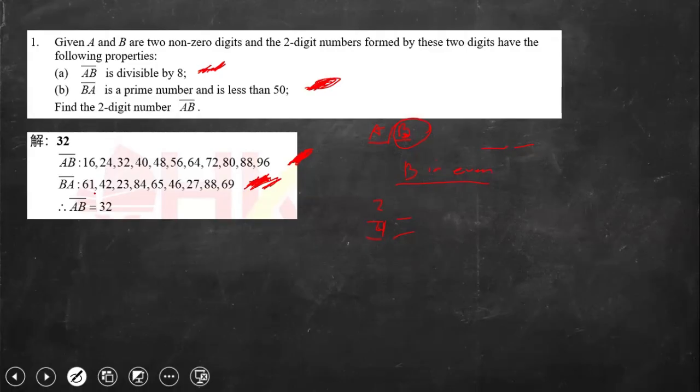So here, is 61 prime? Yes, but it's not less than 50, so that's crossed out. 42 is not prime. 23 is prime, so it can be a solution. 84 is greater than 50, so no. 65 is also no. 46 is even, and 27 is not a prime, and these two are also greater than 50. So we're left with 23. Now that we know that, we can just switch it to get AB. So the answer here is 32.